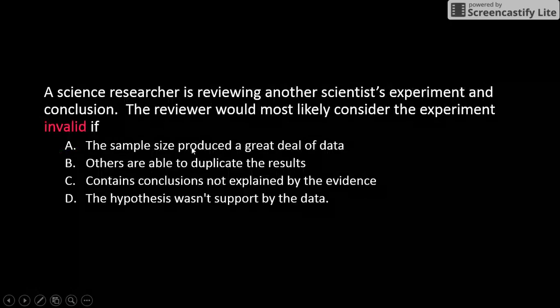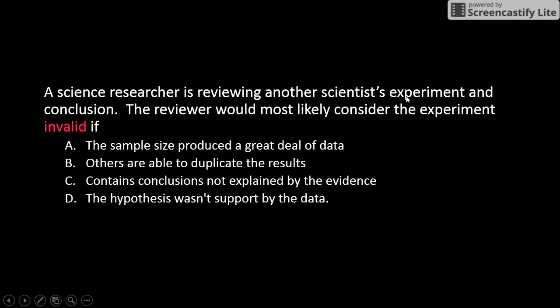All right, a science researcher is reviewing another scientist's experiment and conclusion. The reviewer would most likely consider the experiment invalid. Invalid is bad. If A, the sample size produced a lot of data. That's good, so we know that that's not our right answer. B, others are able to duplicate the results. We want that to happen, so that's not our right answer.